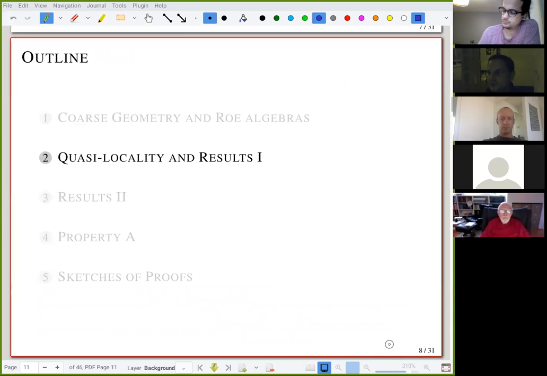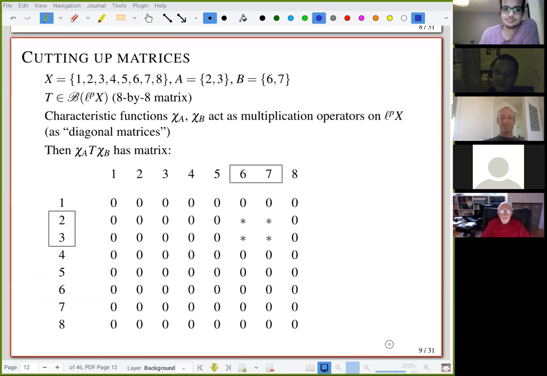So that was about Roe algebras and coarse geometry. Any questions so far? Okay. Right. So this is another one which is not deep at all, but I wanted to put it there just to make things clear.